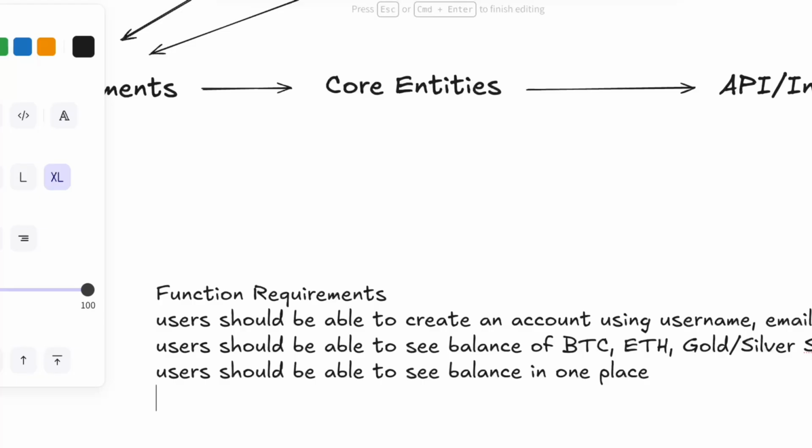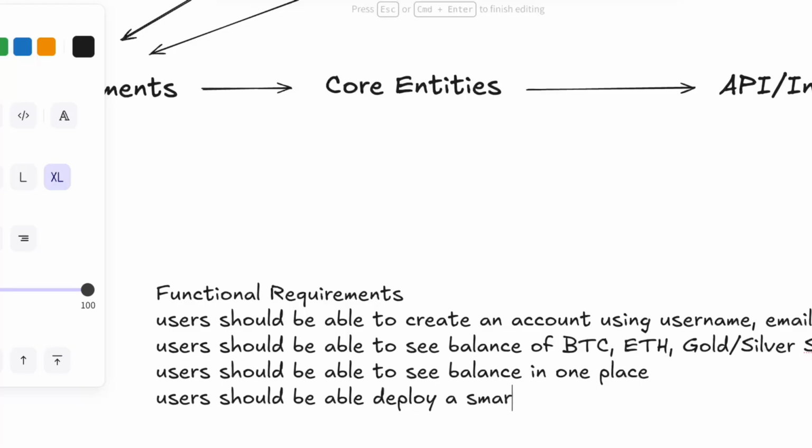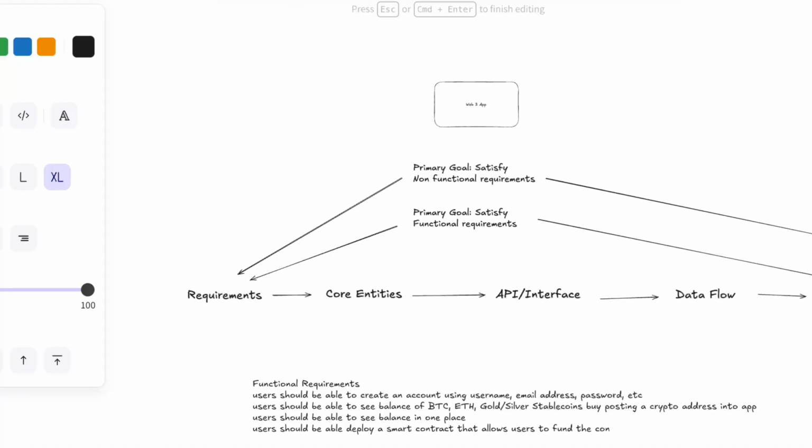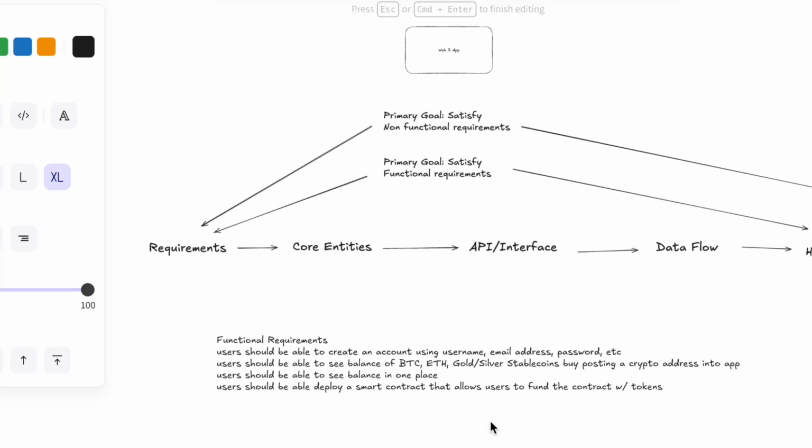Okay. We also want the users to be able to deploy a smart contract. And if you noticed, all of these phrases start with users should be able to. You have to remember when you're developing the functional requirements for your app, you want to be user focused, user centered. So users should be able to deploy a smart contract that allows users to fund the contract with tokens. And those tokens are the tokens that we were talking about earlier.